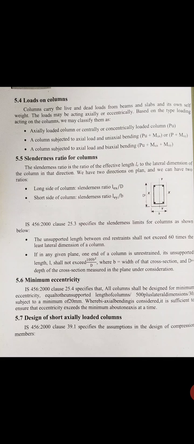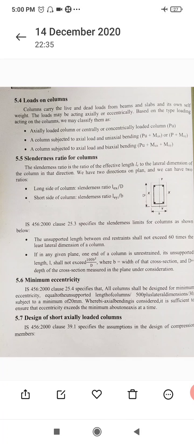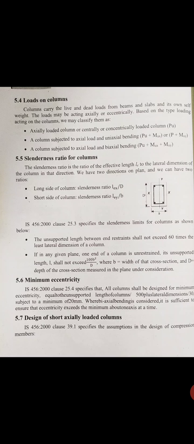Next is minimum eccentricity. IS 456-2000 clause number 25.4 specifies that all columns shall be designed for a minimum eccentricity. Equal to unsupported length of column divided by 500 plus lateral dimension divided by 30, subject to a minimum of 20 mm, whereas axial bending considered is sufficient to ensure the eccentricity exceeds the minimum about one axis at a time.